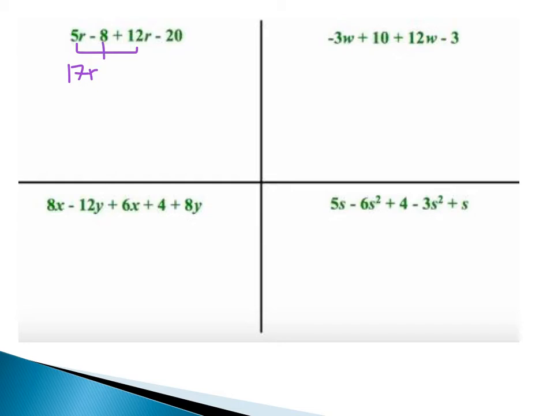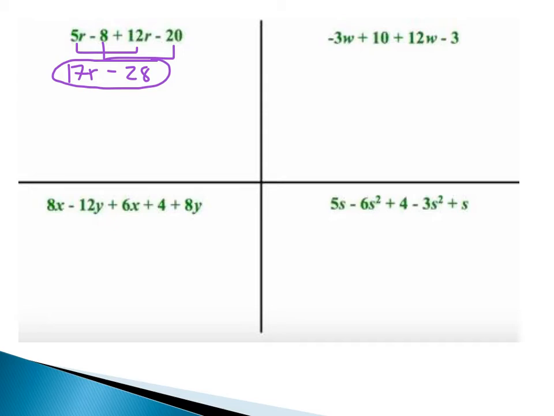Next one I have negative 8 and negative 20. Careful here, notice they're both negative. So what's negative 8 plus negative 20? Always think addition. You're going to get negative 28. You can write that as positive, but remember we can also label as subtraction. So combining like terms, I get 17R minus 28.